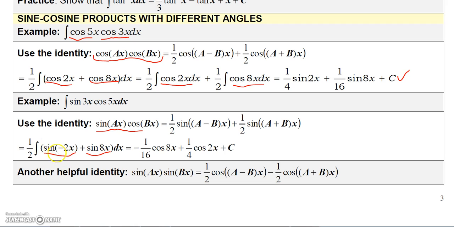So then you can integrate this, and you get a minus cosine here, and a plus cosine here for the second term. So I think I turned these around. If you integrate sine of 8x, you actually get minus cosine of 8x over 8, and then you multiply it by 1/2, and you get minus cosine 8x over 16.